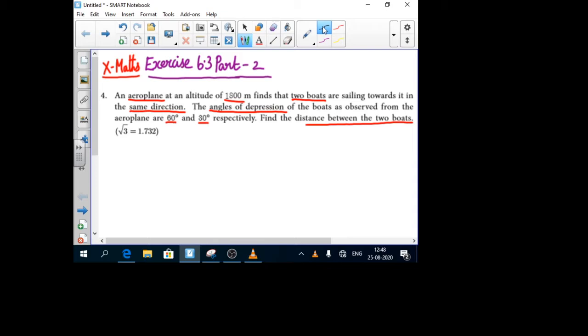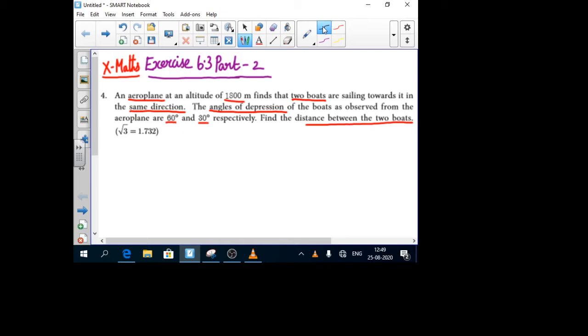See, the angle of depression of the two boats from the aeroplane are 60 degree, 30 degree. மேல aeroplane இருந்து கீழ இருக்கிற boats பார்க்கிறதுனால it is depression. The object is below our head. So if we want to see the boat, we have to bow our head. So it is depression. Find the distance between the two boats. So now we first draw the diagram. I already told for doing this exercise sums you need the diagram first. If the diagram is correct, then only the calculation also correct.